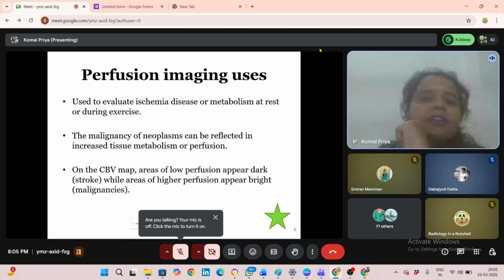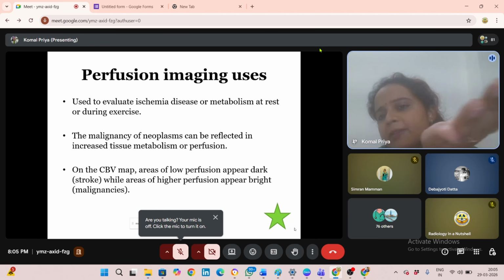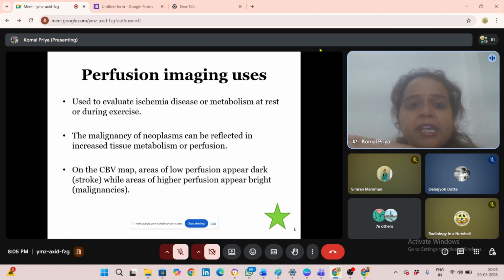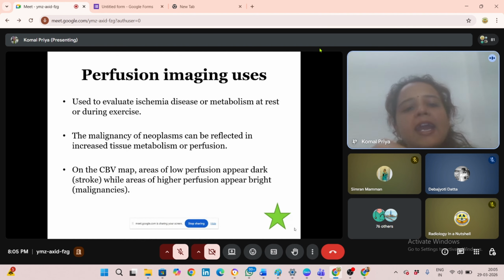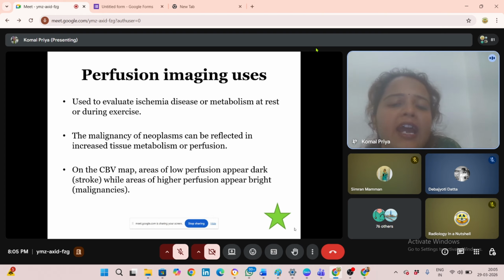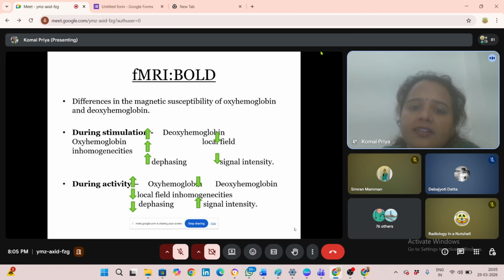What are the uses of this? Again, it is used to evaluate ischemic disease. I told you in the beginning what happens when your brain is at rest, or when your brain is doing an exercise. All those things can be measured in perfusion imaging and will be reflected in your CBV map. Areas which have low perfusion will appear dark, like in stroke, while areas having higher perfusion will appear brighter, like in malignancies or whenever cancer is suspected.